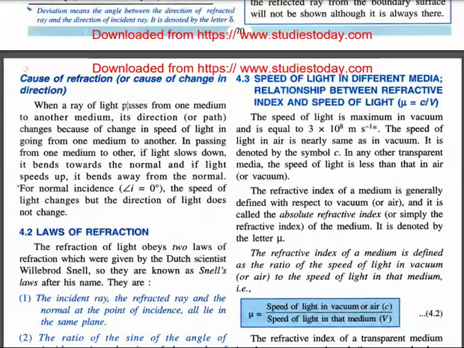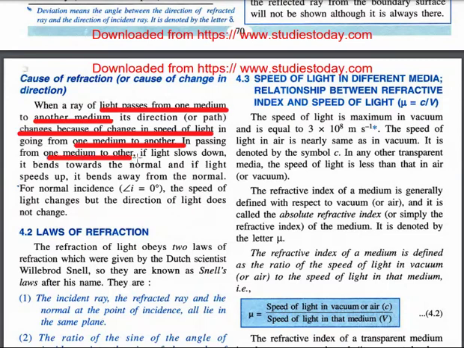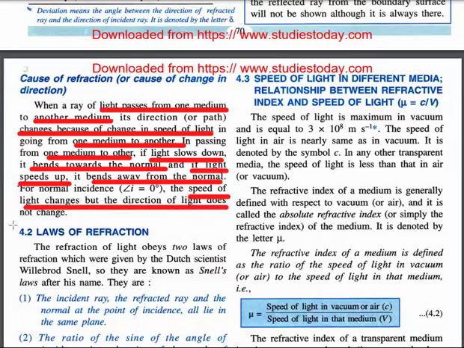Okay. So when a ray of light passes from one medium to another medium, its direction changes because of the change in speed of light in going from one medium to another. In passing from one medium to another, if the light slows down, it bends towards the normal, and if the light speeds up, it bends away from the normal. The speed of the light changes, but the direction of the light does not change. Hope you understood.